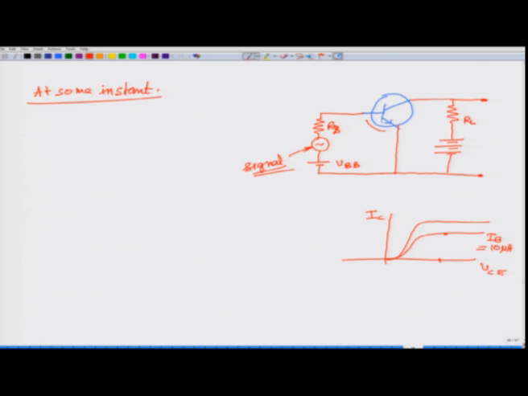And as time passes, because of this voltage signal which is time dependent, this VBE changes. Okay. At some instant it is VBE, and then at a later instant, at time t plus delta, this becomes VBE prime, because this signal voltage has changed, let us say it has increased. So, what will happen?